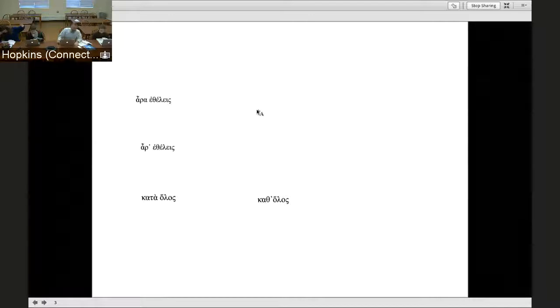Kata horao becomes kathorao. What if there's a rho and the next word has a rough breathing? How does that work, if the end of one is a rho? If it were ara hyra, ara doesn't become aspirated. It doesn't have a special form. It just stays the way it is, right? If it were ara plus hyrao, it would be ar hyrao. Okay, so nothing happens to rho.